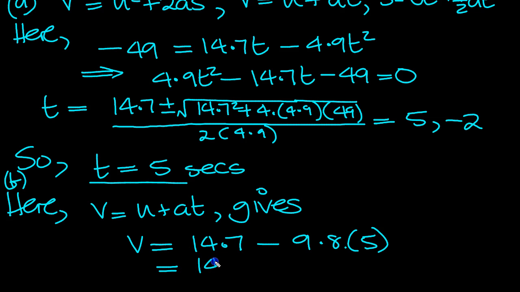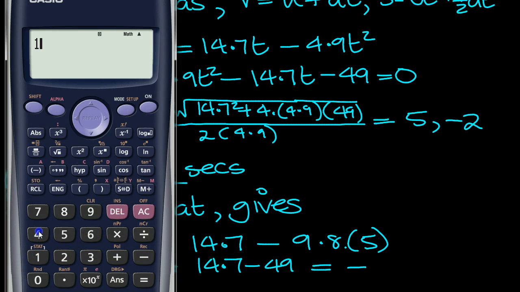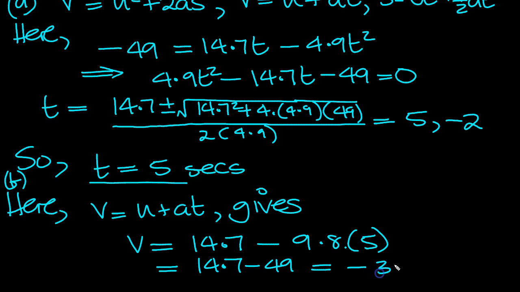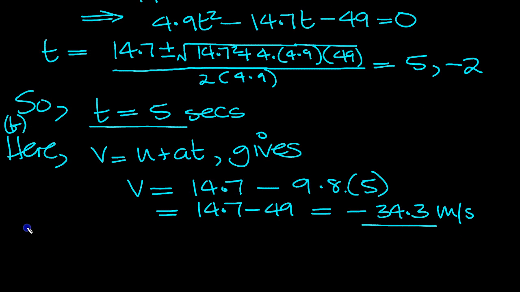Okay, which is 14.7 minus, 10 times 9.8 is 98, so half of that is 49. So the velocity is 14.7 take away 49 is minus 34.3 meters per second. So answer then, the speed when it hits the ground is equal to 34.3 meters per second.